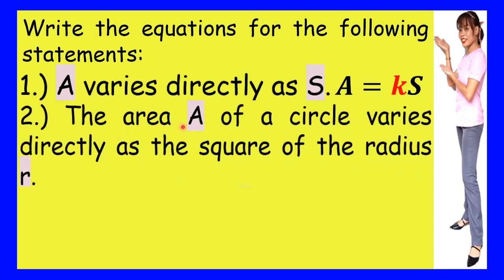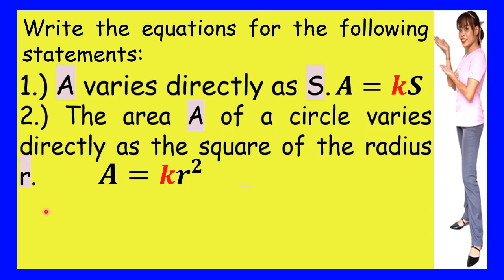Now let us proceed to statement number 2. The area, represented with a capital letter A, of a circle varies directly as the square of the radius, small letter r. So the two quantities involved are area and radius. And area is in capital letter, you write A. Then varies directly, this always equals k, the constant of variation. And take note, the square of the radius, and that is r squared. So the area A of a circle varies directly as the square of the radius r, and that is equal to A equals kr squared.